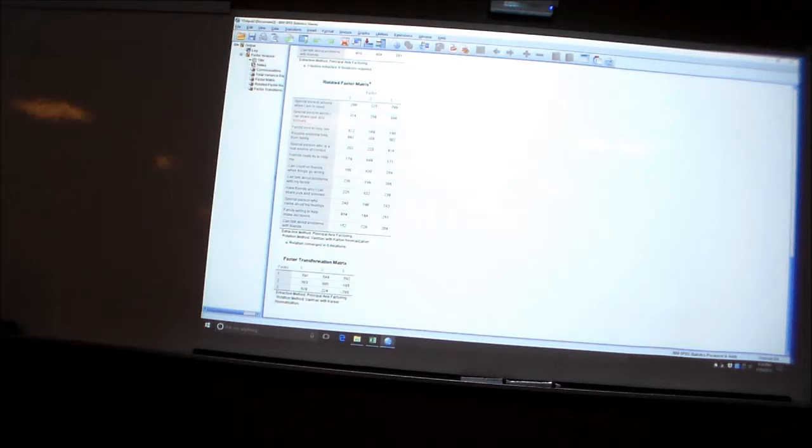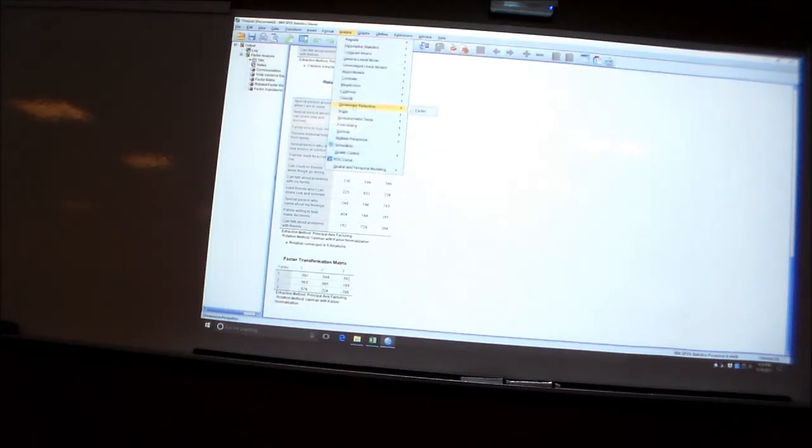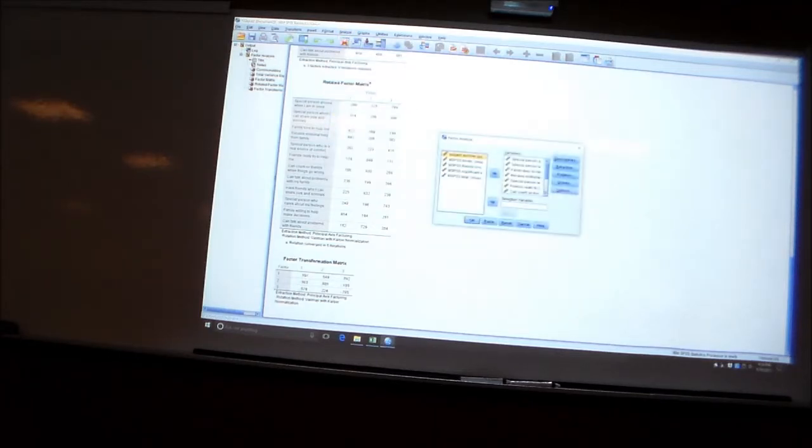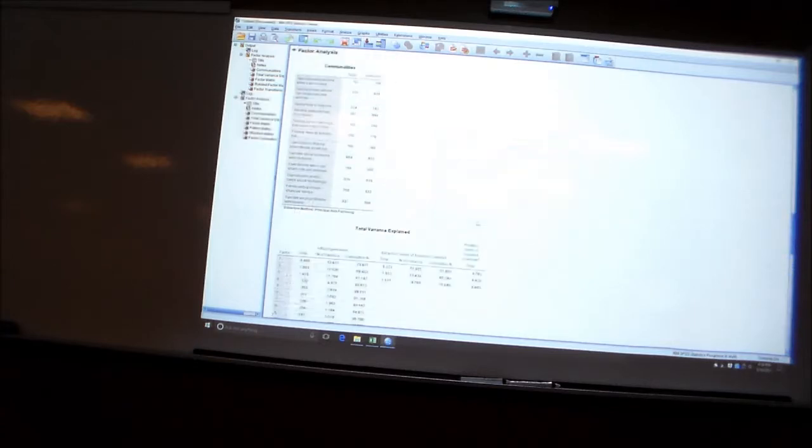So maybe what we want to do is go through and run the same solution using a different rotation method. Right? So if we go back up and go to dimension reduction and go to factor, but this time in rotation, instead of Varimax, which is our orthogonal, let's choose Promax, right? And hit continue, and then hit OK.